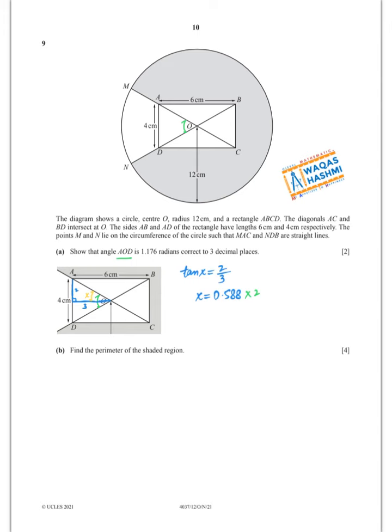So when you multiply it by 2, you will get the value of your angle. Let's suppose it's theta. It's 1.176, which we need to show. That is your first part answer. After that, it says find the perimeter of the shaded region.